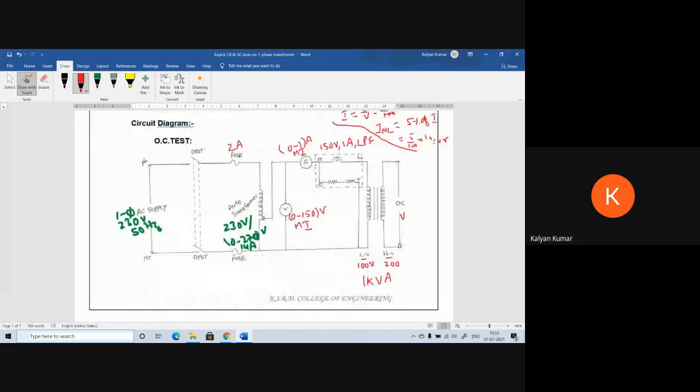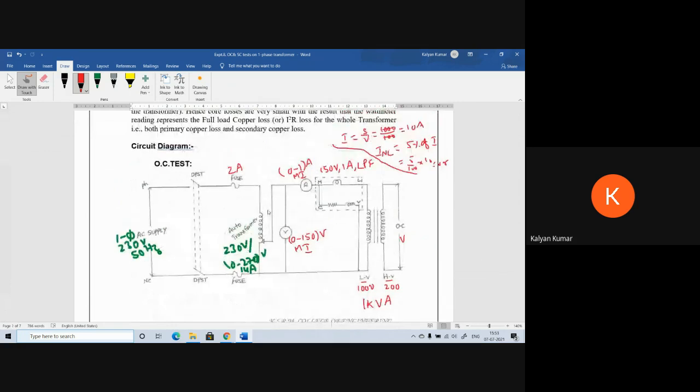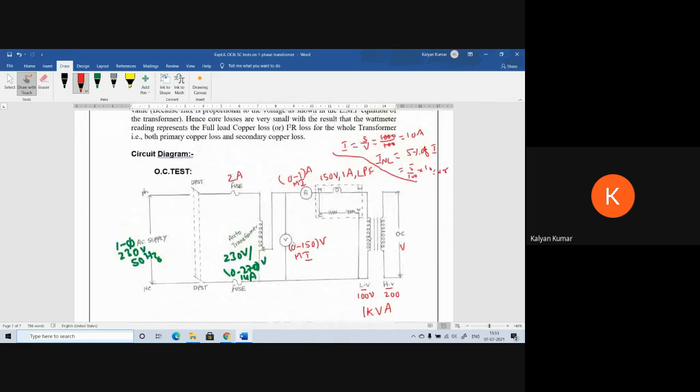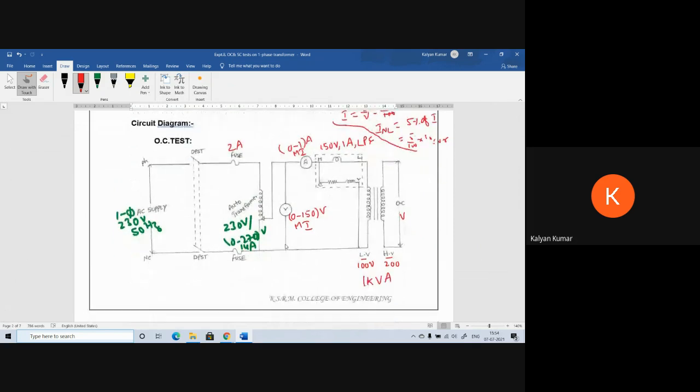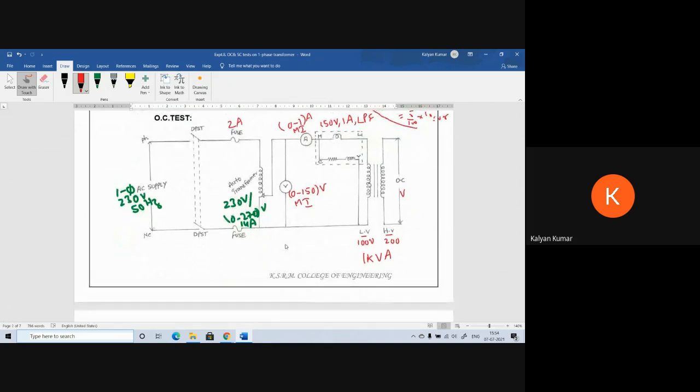Now with those meters, you can make the connections as given in this circuit, and as for the procedure, if you connect the test, you will get the readings. The procedure, how we are going to connect the test, has been explained in another video. Now in this video, I am explaining the calculations.